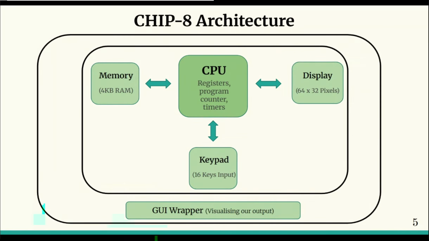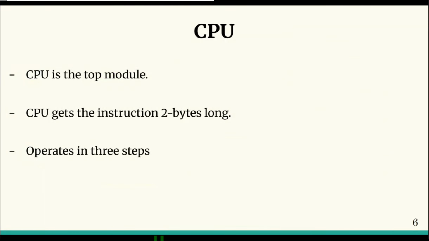And then we also have a GUI wrapper. Since we are simulating this project, we need a GUI wrapper to visualize the display. And now we will understand more about the CPU. As I said, CPU is the main part of our computer. CPU is also a top module, and CPU operates on instructions. So CPU gets instructions which are 2 bytes long and 4 letters wide. CPU will execute based on those instructions only, and from getting the instruction to implementing it, CPU operates in 3 steps, which are fetch, decode, and execute.